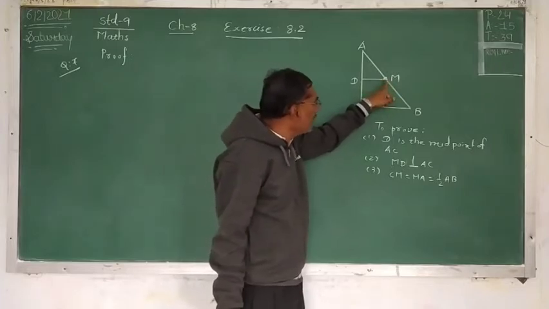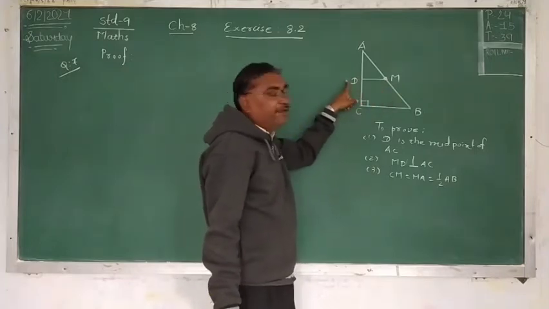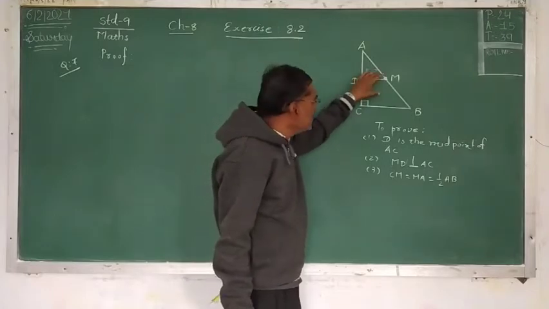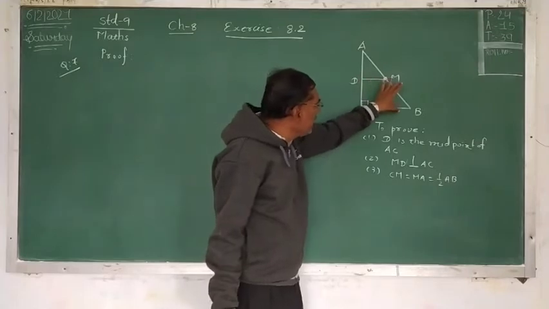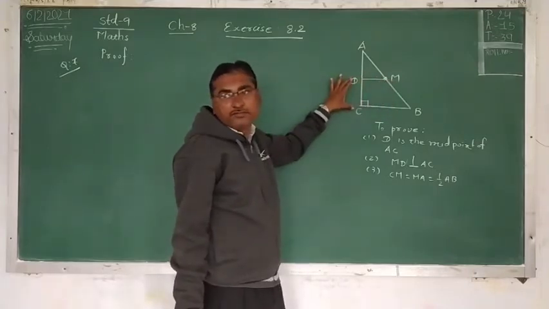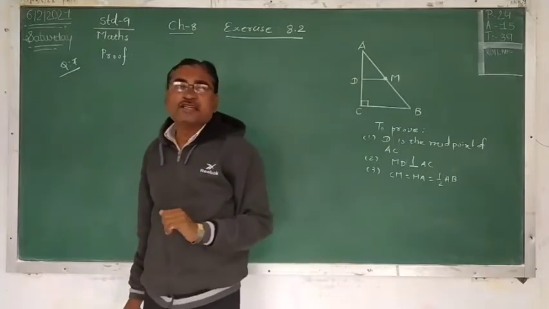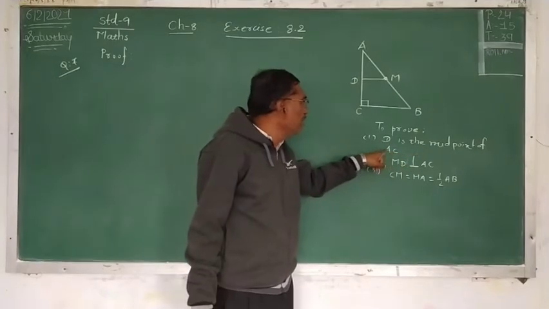And a line is drawn from M to AC. That is the MD line or MD segment. It is parallel to BC. MD is parallel to BC. Okay, and we have to prove three results. First, D is the midpoint of AC.